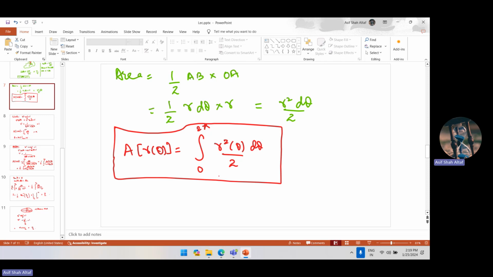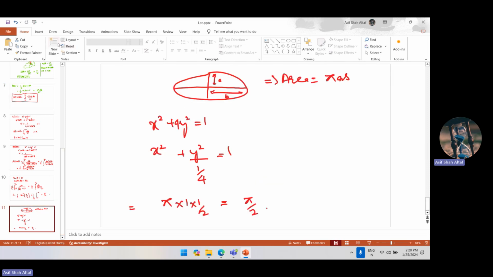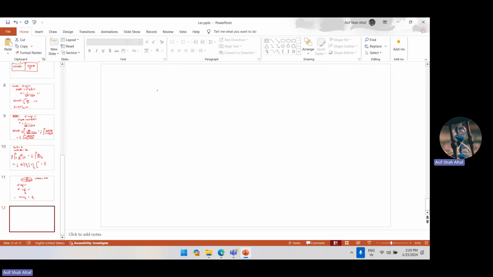And this is the difference between a functional and a function. In the case of a function, it is just a number mapped to a number. Here in the case of a functional, it basically assigns a number to a particular function, in this case r of theta, which will give you the area. Let's try to do some more examples, or let's try to derive some more functionals.